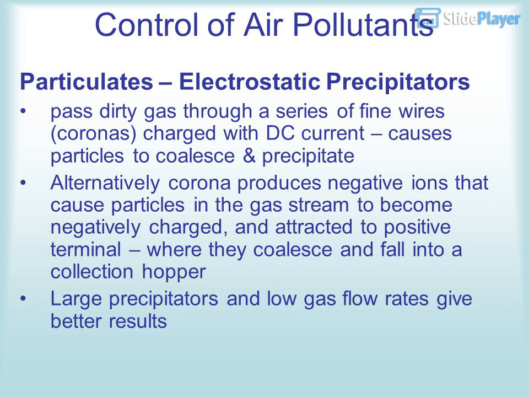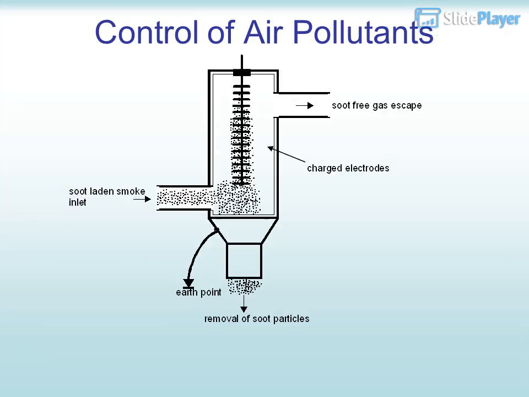Control of air pollutants. Particulates, electrostatic precipitators. Pass dirty gas through a series of fine wires, coronas, charged with DC current, which causes particles to coalesce and precipitate. Alternatively, the corona produces negative ions that cause particles in the gas stream to become negatively charged and attracted to the positive terminal, where they coalesce and fall into a collection hopper. Large precipitators and low gas flow rates give better results.